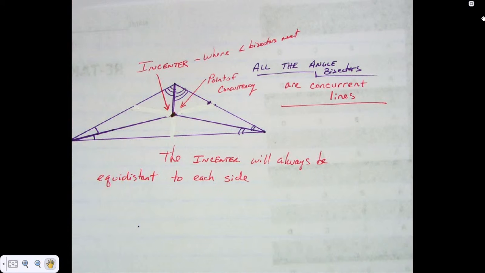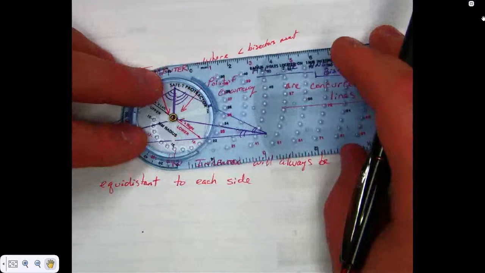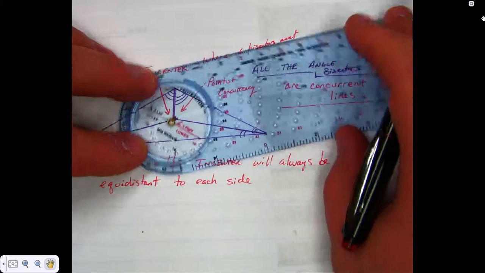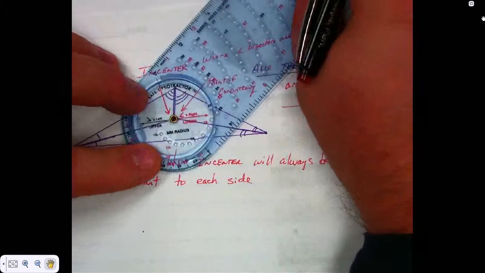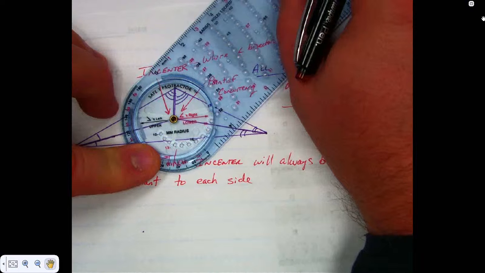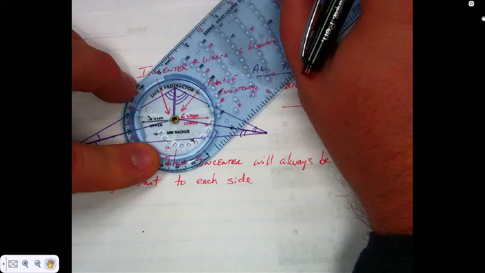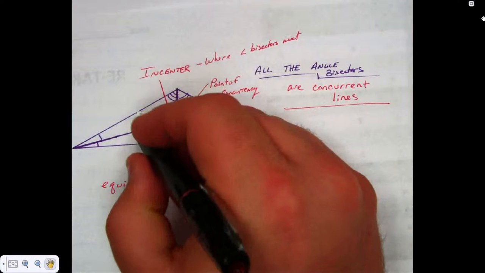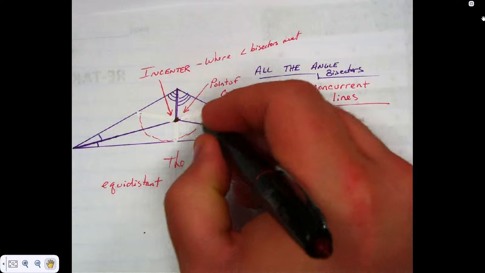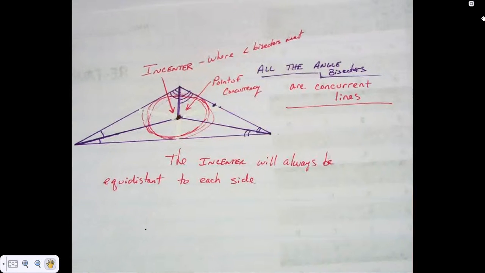Does anybody know why that is? Because you're in the middle of the triangle. Well, here's the thing about the in-center, what's kind of cool. We'll see if I can get my compass to, oh, I don't think my compass is small enough. The in-center is basically the center of a circle that's inside it right there. Okay?